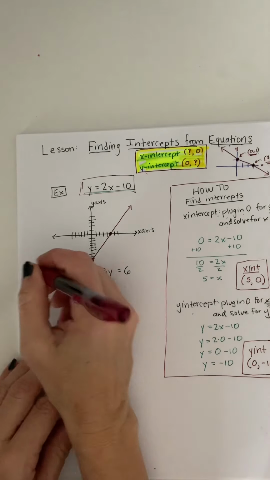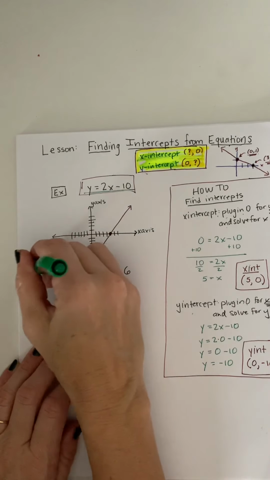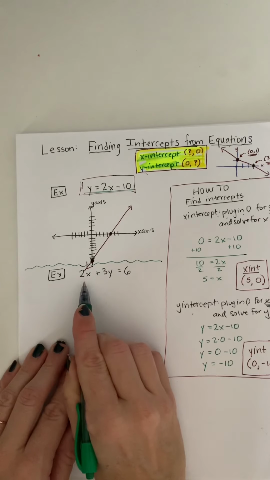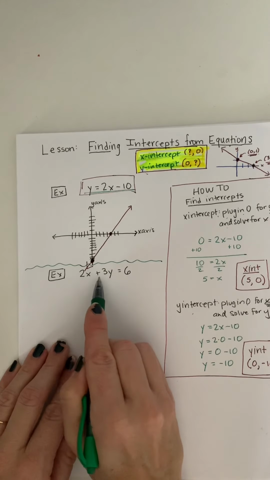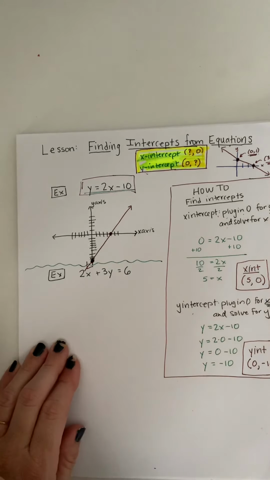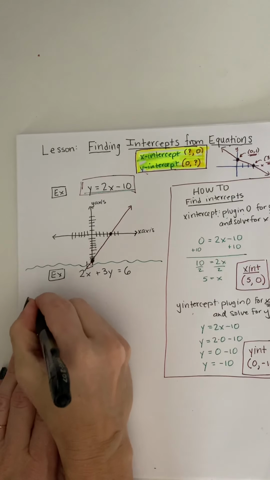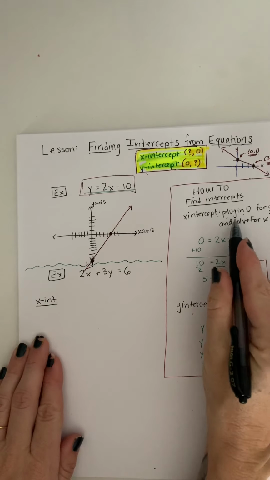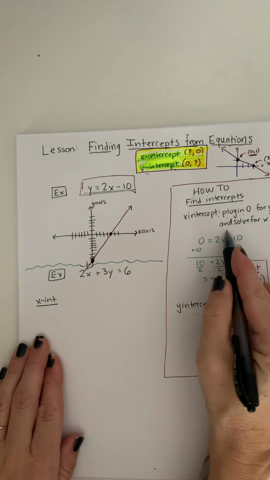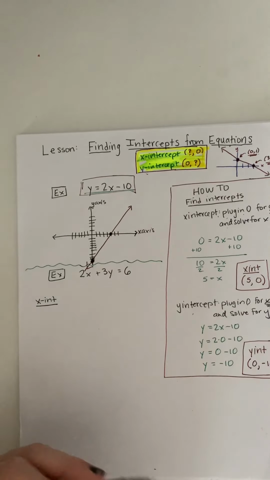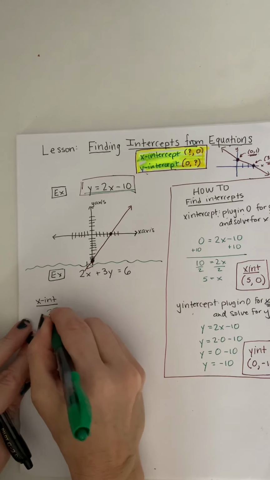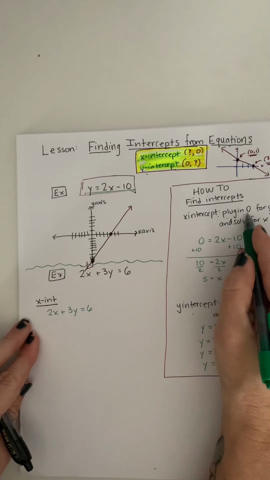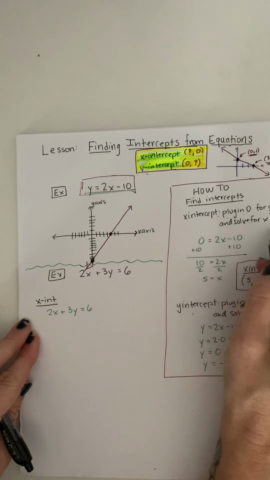So here's my example now. Let me make sure you can see. So it looks a little bit different. Things are in a different order. That's okay. 2x plus 3y equals 6. So first I'm going to find the x-intercept. To find the x-intercept, I plug in 0 for y and solve for x. So take my equation, 2x plus 3y equals 6. Plug in 0 for y and solve for x.